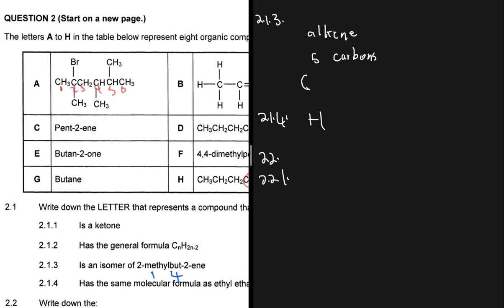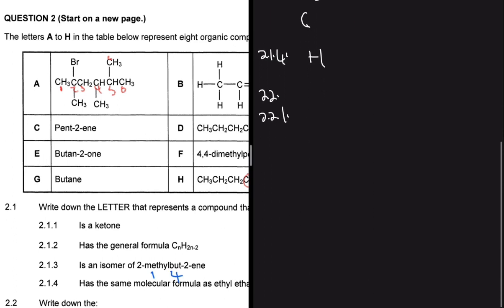If we decide to go up, we're still gonna have 6. And then if we turn here and go down here, we're still gonna have 6. So it seems like 6 is our longest carbon chain. We can see that there's no double bond, so it's gonna be hexane, for an alkane.